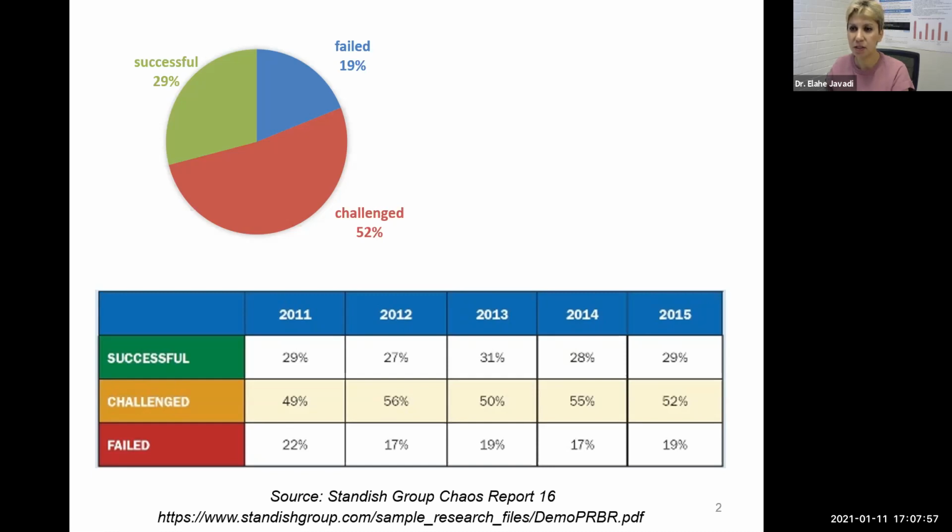What are the dimensions that we are defining failure, success, or challenge based upon? Well, challenge is probably not on time or incomplete. It just didn't have all the features that the stakeholders wanted. And Daniel, then failed was just wasn't there. It didn't make it.